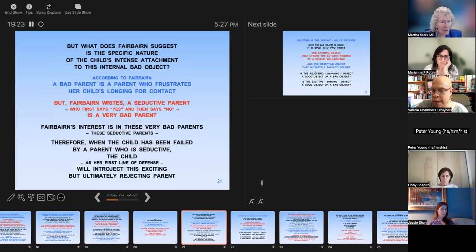Next, please. But what does Fairbairn suggest is the specific nature of the child's intense attachment to this internal bad object? According to Fairbairn, a bad parent is a parent who frustrates her child's longing for contact. But, Fairbairn writes, a seductive parent who first says yes and then says no is a very bad parent. Fairbairn's interest is in these very bad parents, these seductive parents. Therefore, when the child has been failed by a parent who is seductive, the child, as her first line of defense, will introject this exciting but ultimately rejecting parent.